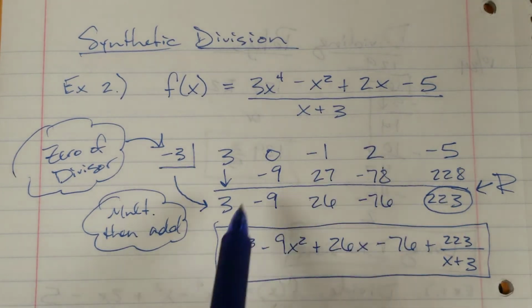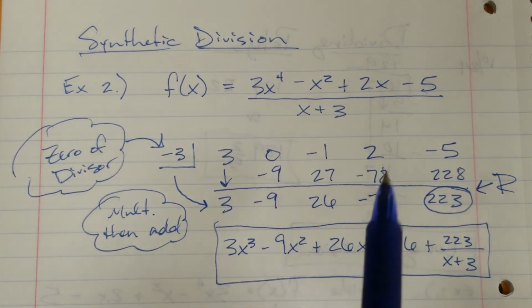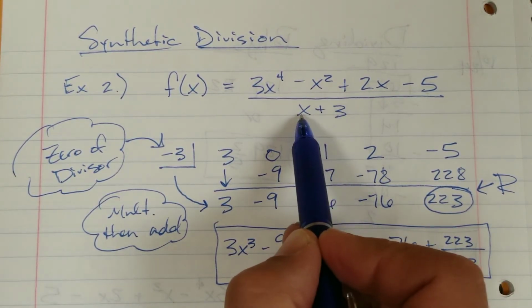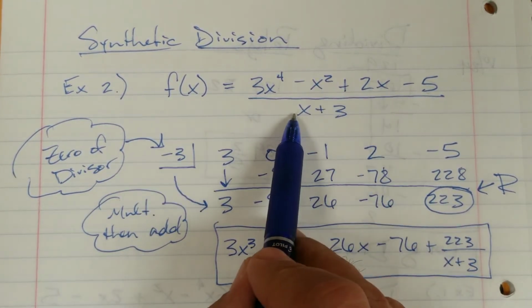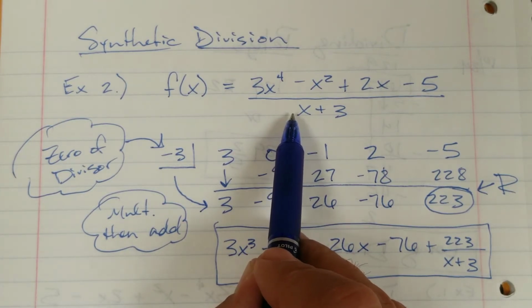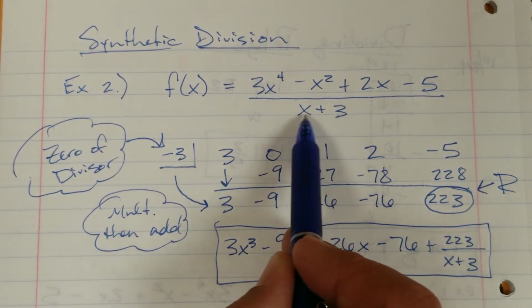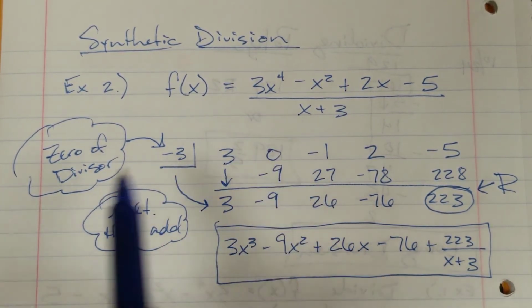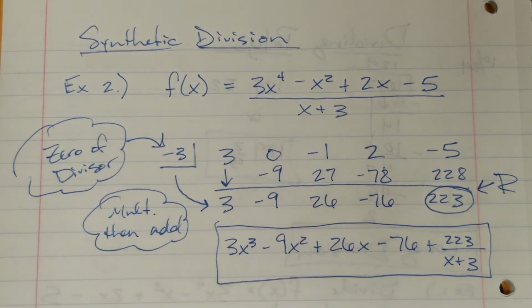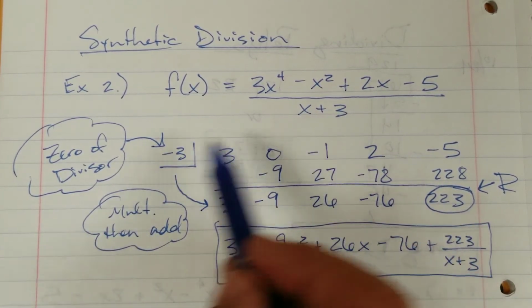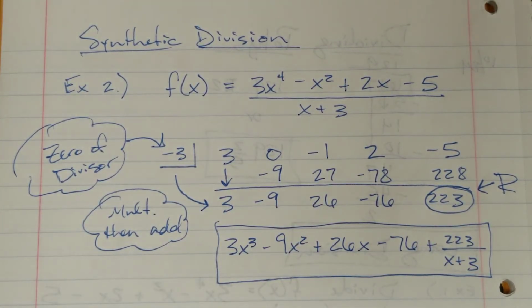Now, when is synthetic really good? When you're dividing by a linear with a leading coefficient of 1. Okay, so whenever you can easily get that 0. Tomorrow I'll show you how to do it with a leading coefficient of something other than 1. But today we're going to keep it simple like this. Okay, so if it's anything else, usually I tell my students to use long division because there's extra steps involved. But like I said, tomorrow we can go over that.